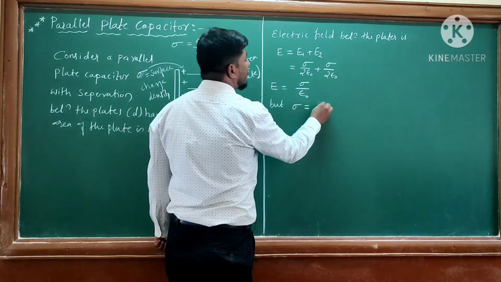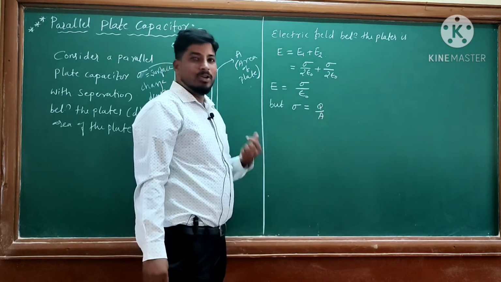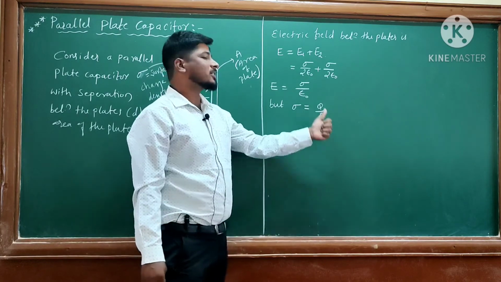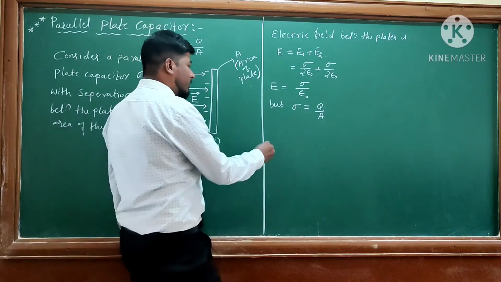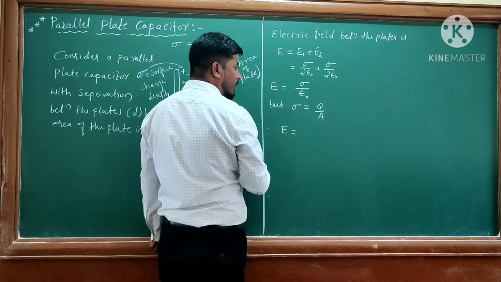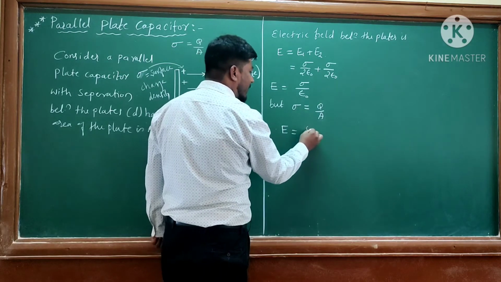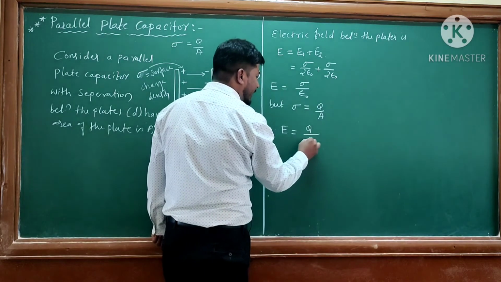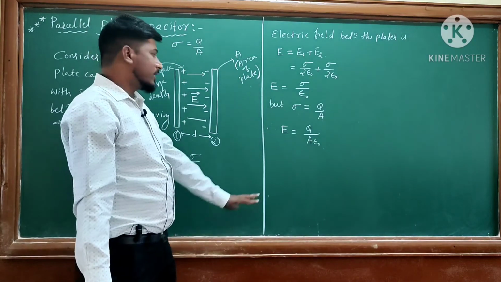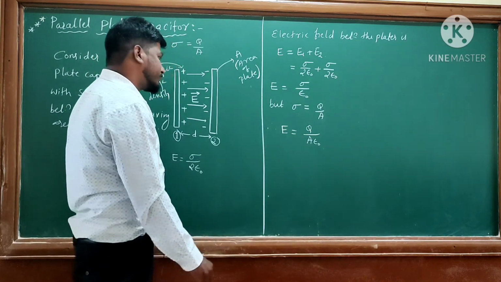But sigma is nothing but the charge per unit area. We have defined this already; it is the surface charge density, the charge per unit area. Therefore we write E is equal to sigma. What is sigma here? Q by A. Substitute the value of sigma here. So what I will get is Q divided by A epsilon naught. This is the expression for the electric field, that is E is equal to Q divided by A epsilon naught.